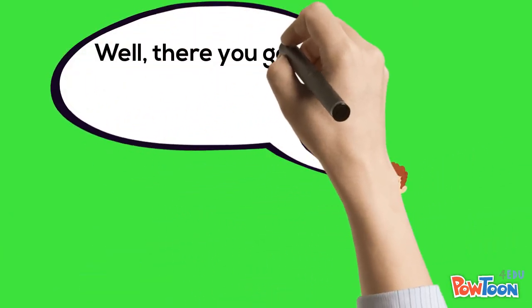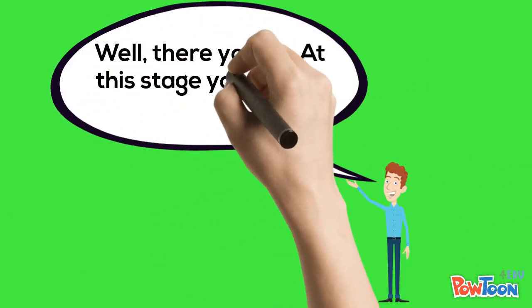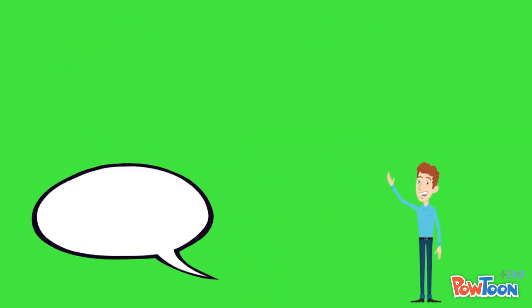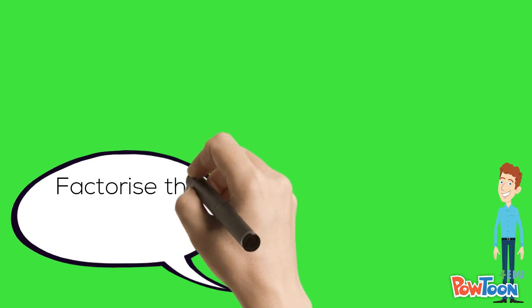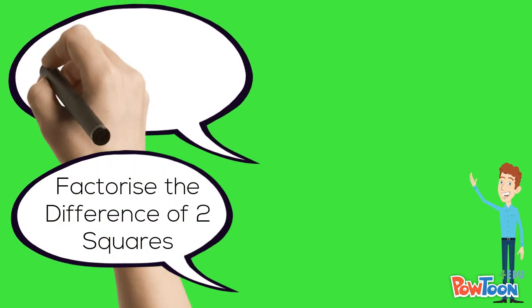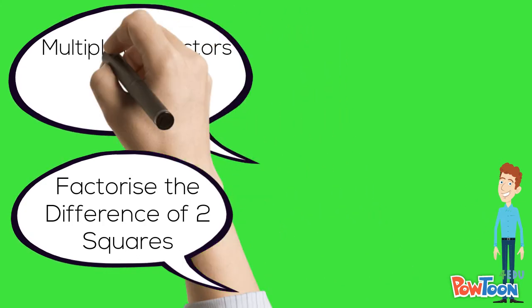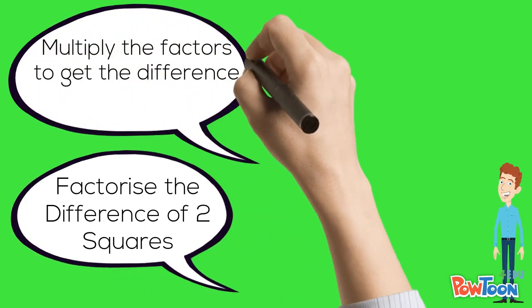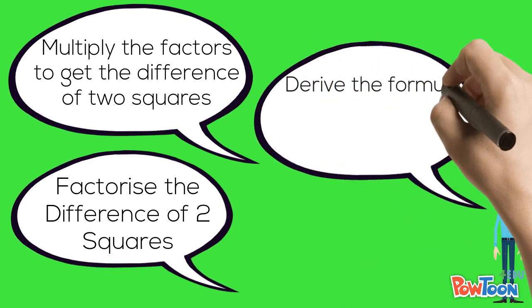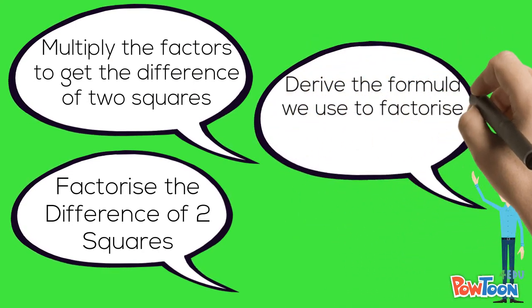Well, there you go. At this stage, you should be able to factorize the difference of two squares, multiply the factors to get the difference of two squares, and derive the formula we use to factorize the difference of two squares.